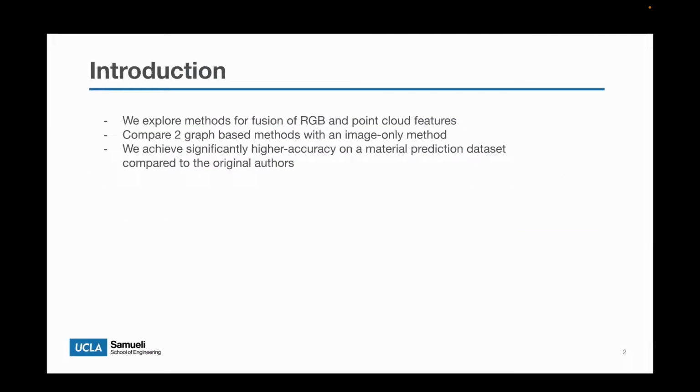In this project, we explore methods for fusion of RGB-D and point cloud features. We compare two graph-based networks with an image-only method, and we achieve significantly higher accuracy on a material prediction dataset compared to the original authors.